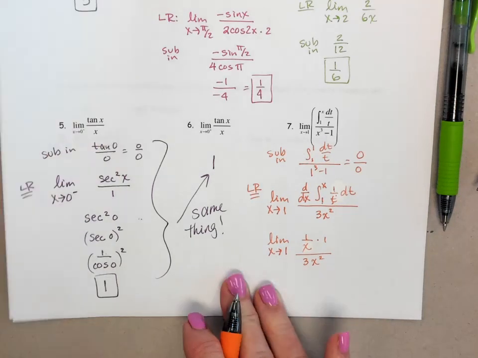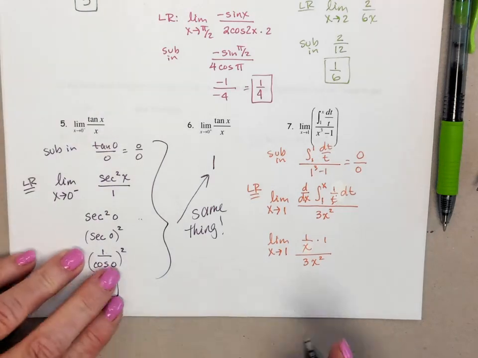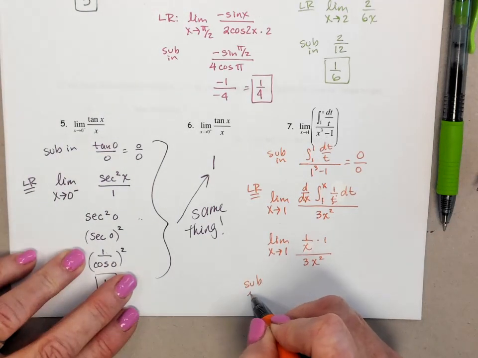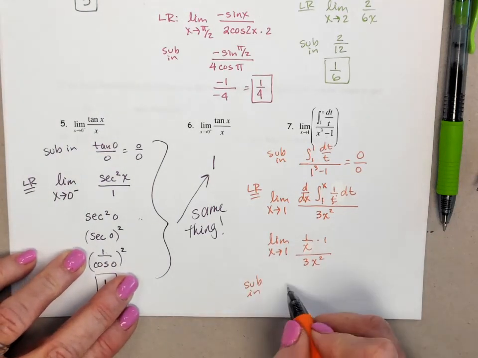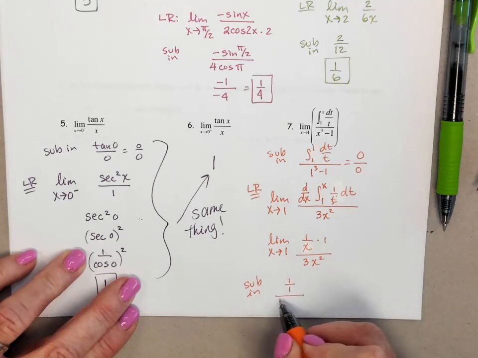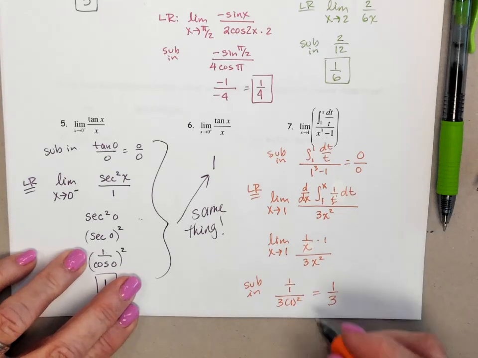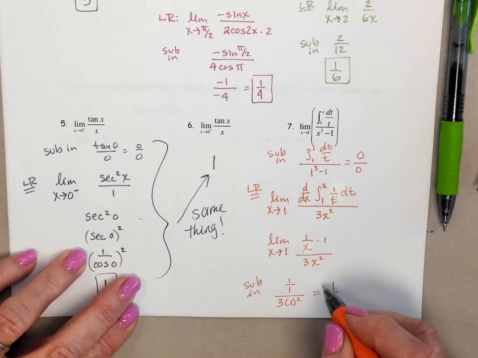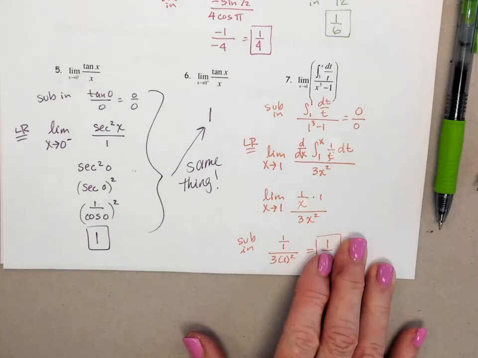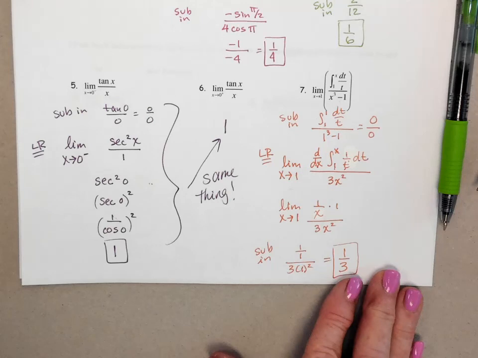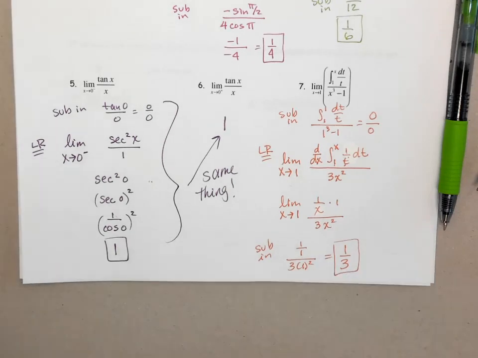Okay, now can you substitute in a 1? Sure, we get 1 over 3 times a 1 squared. That's 1/3. All right, there's some examples for L'Hopital's rule with the indeterminate form 0 over 0. There are other indeterminate forms, and we will investigate those on page 3.